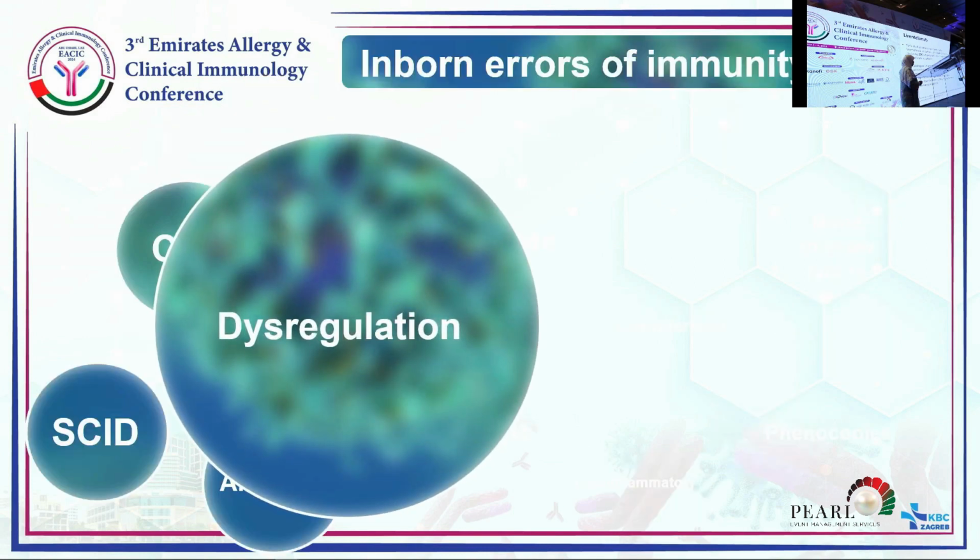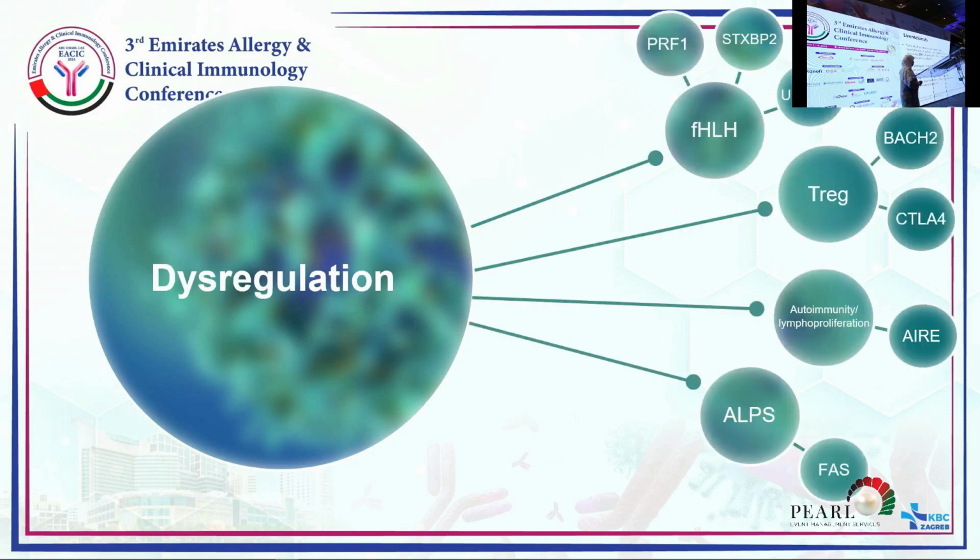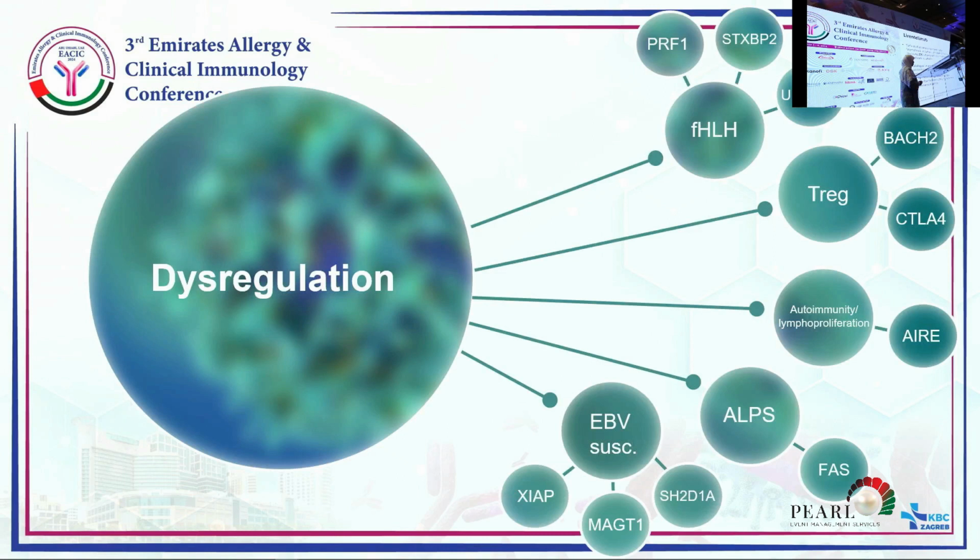Next, we have immune dysregulation in inborn errors of immunity. I also won't talk much about them since it's the topic of the next presentation, but you need to know that all these mutations have been described in adult patients as well, and adult onset immune deficiency causing EBV susceptibility diseases or autoimmune lymphoproliferative syndrome, regulatory T cell defects, or hemophagocytic lymphohistiocytosis.